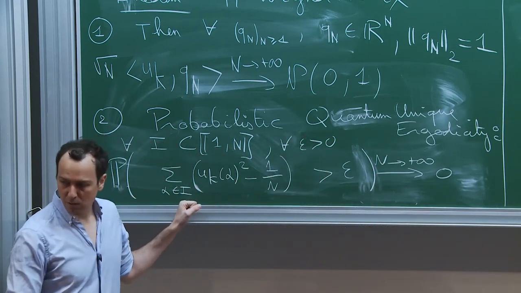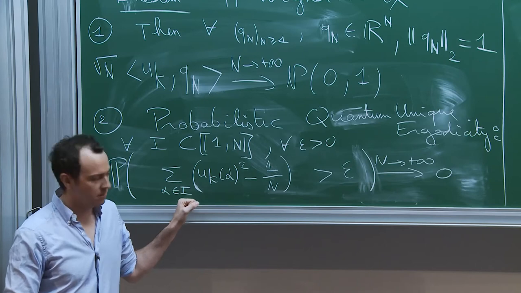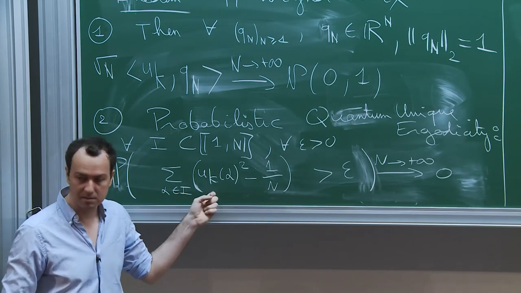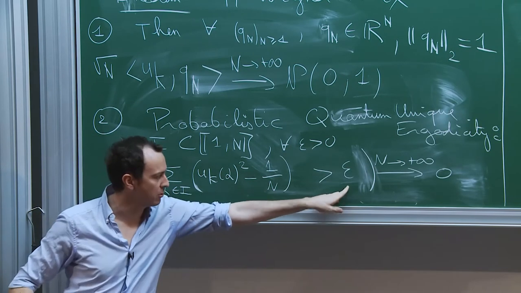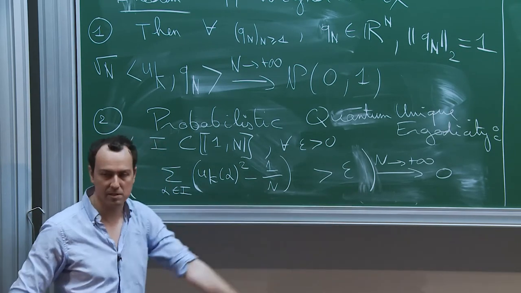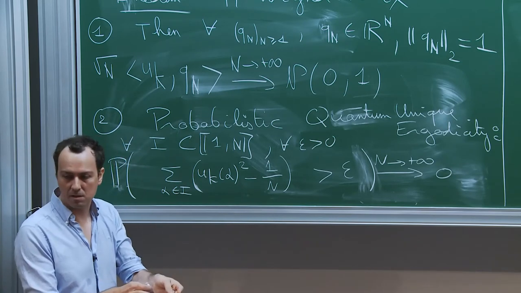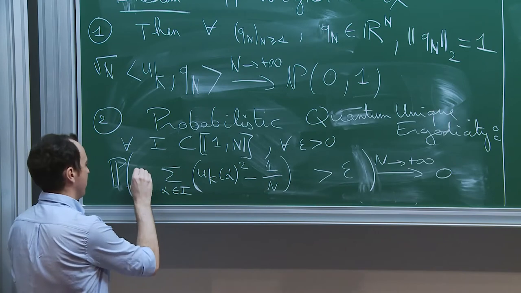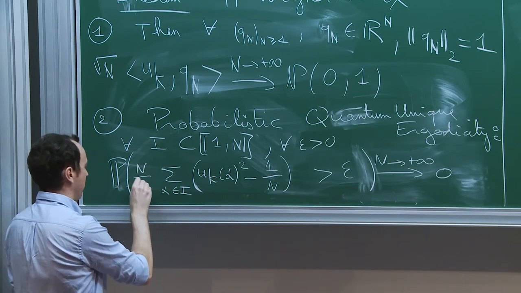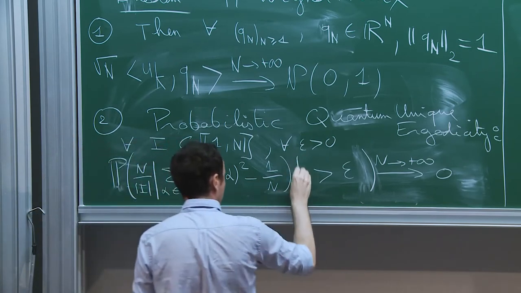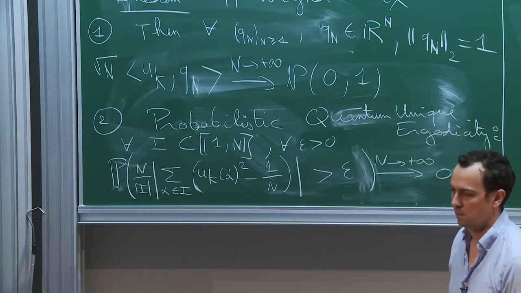But if I is a macroscopic proportion of the coordinates, then this is some good scale, because it's an object of order 1 typically, and we want to prove that it has small probability to be greater than any constant. But you may choose I, which is just a small fraction of the coordinates. It also works, you just need to multiply by a factor n over cardinality of I. Okay, so you are interested in the probability that this quantity is large.